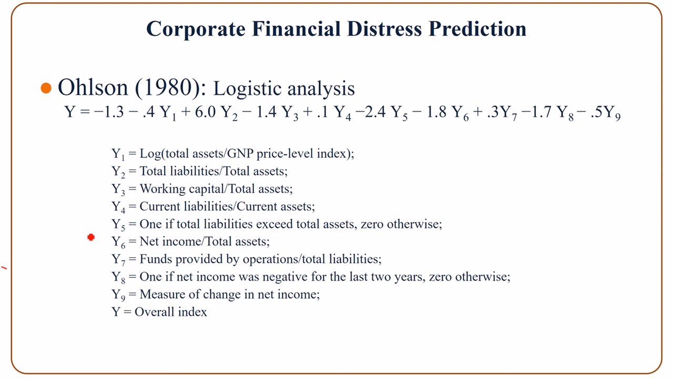The sixth predictor is net income divided by total assets. The seventh predictor is funds provided by operations divided by total liabilities. The eighth predictor is coded 1 if net income was negative for the last 2 years and 0 otherwise. The last predictor is a measure of change in net income, and Y is the overall index.